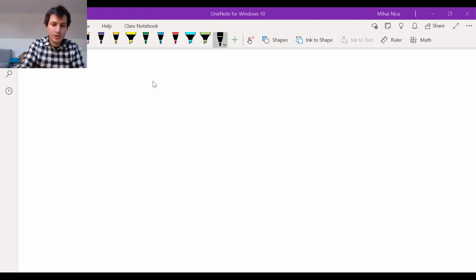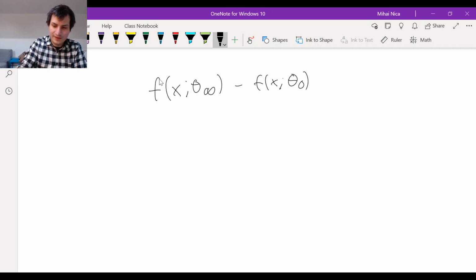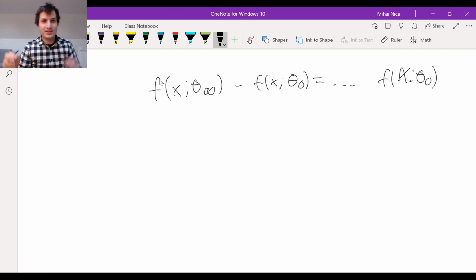Okay, so far we know what f of x at time infinity minus f of x theta 0 is, and the answer also depended on f of x theta 0. So basically, you can figure everything out at the final time after training in terms of what happened initially. So now the question is, can we figure out what happened initially? And the answer is yes. That's actually very simple, and again, it only depends on k.